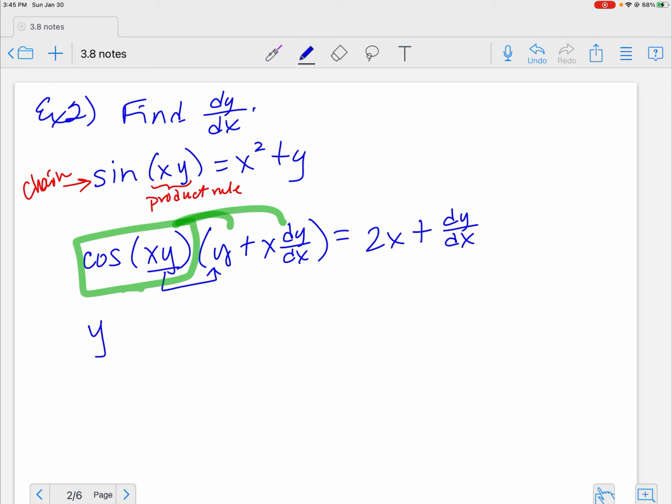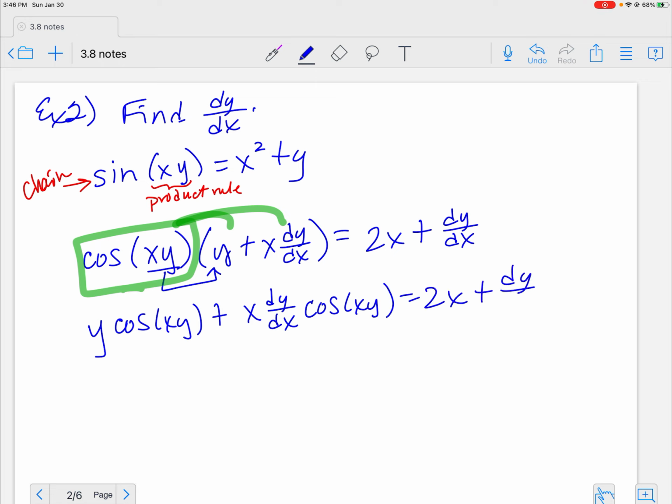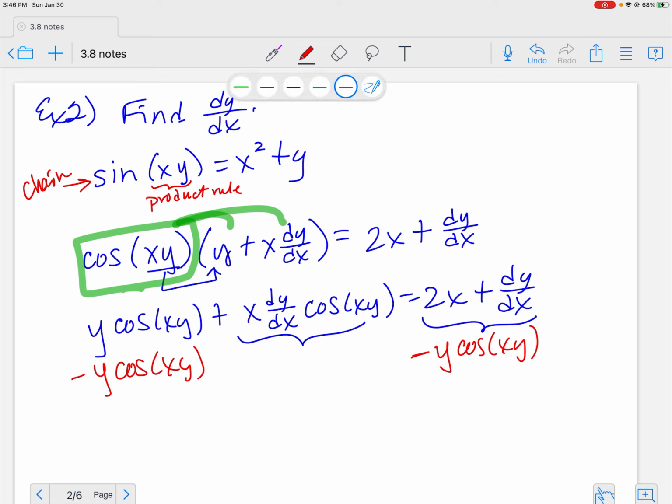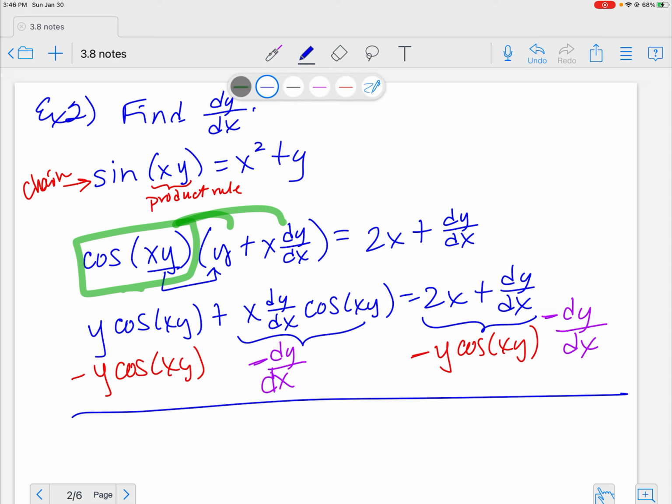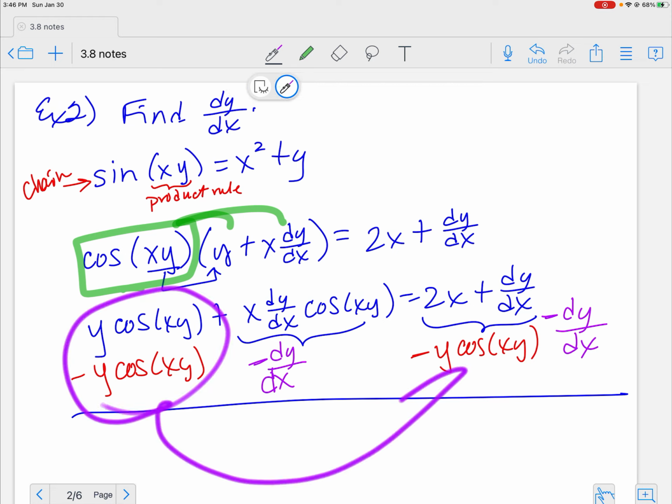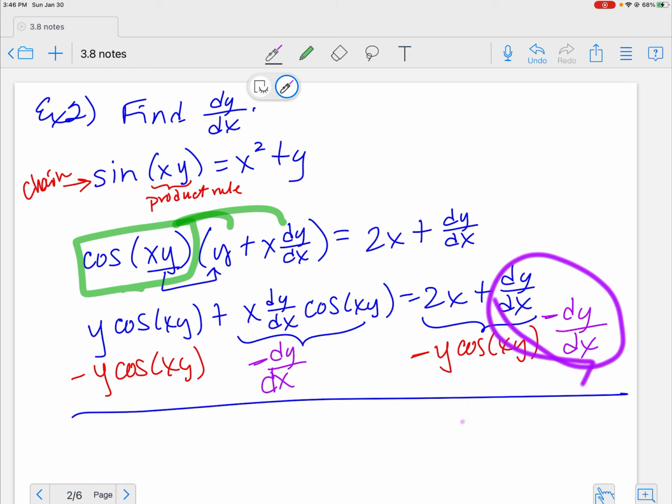So I have y cosine of xy plus x dy dx cosine of xy is equal to this 2x plus dy dx. Now I have a dy dx term and a dy dx term, so I'm going to get those together. It makes me feel better to put them on the left-hand side, but you can do whatever you want. But I like having it on the left-hand side, so I'm going to subtract this y cosine xy from both sides, and I'm also going to subtract this dy dx. So this cosine term is going to go over to the right, and your dy dx is going to go over to the left.